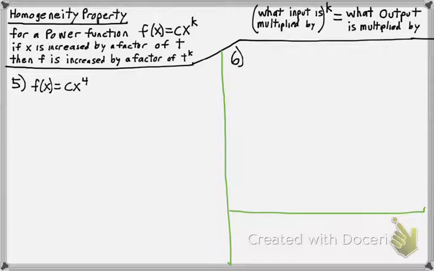Numbers 5 and 6, these really have to deal with the homogeneity property, and this is kind of a big property for section 5.2 and chapter 5 in general. So let's review it first.